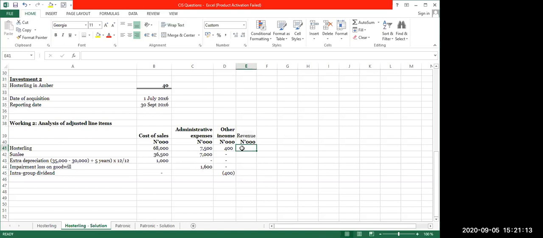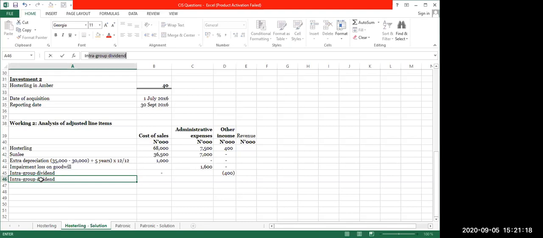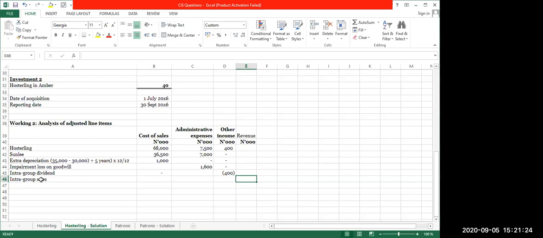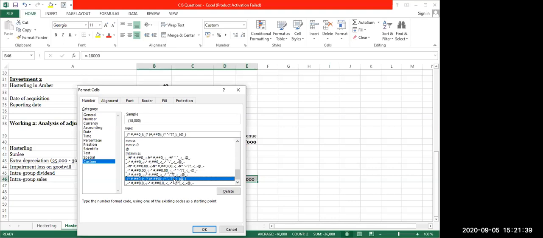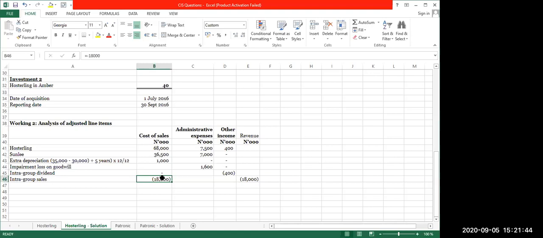Okay, before then, I create another line. I call it intra-group sales. The intra-group sales is 18,000, so I must back it out. I must do the same again with revenue, because income and expenses we earned or incurred within the group must not be carried into the consolidated income statement. So I've done the first thing. I've knocked it out from cost of sales and I've knocked it out from revenue.